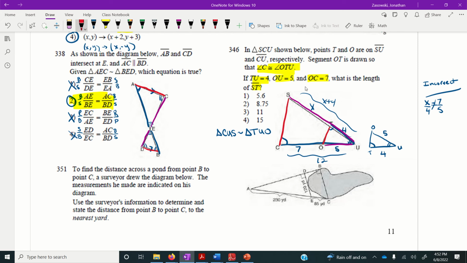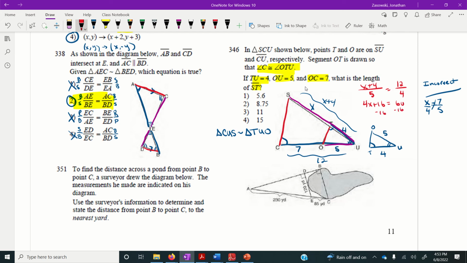And I can say that x plus 4, the top side in the big triangle over the top side in the small triangle, which is 5, is equal to 12 over 4. And then we can cross multiply and solve. So 4x plus 16 is equal to 60.